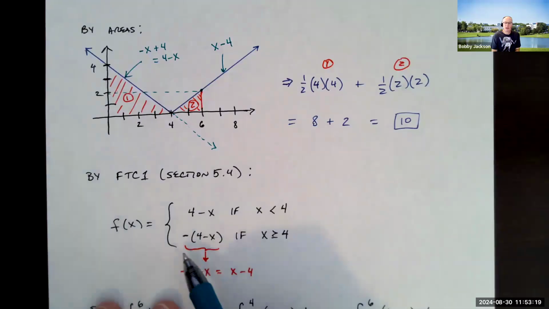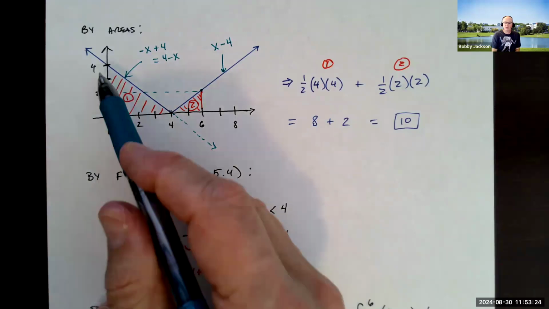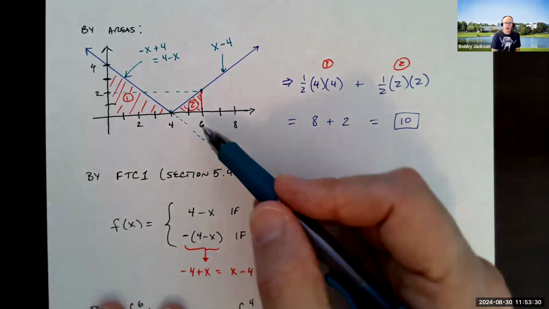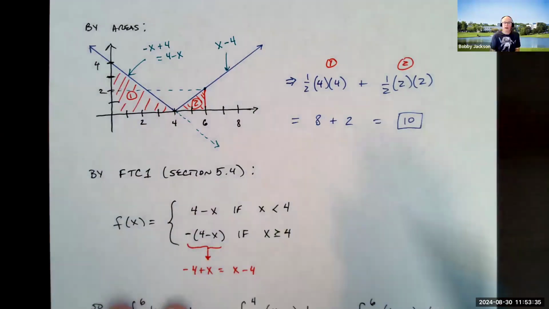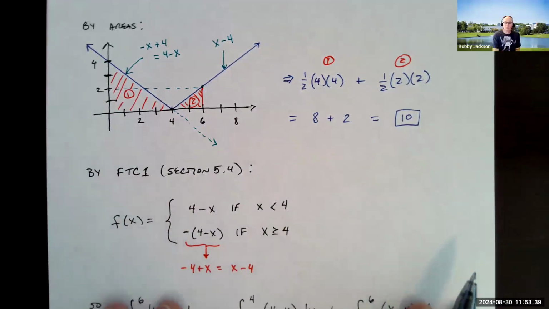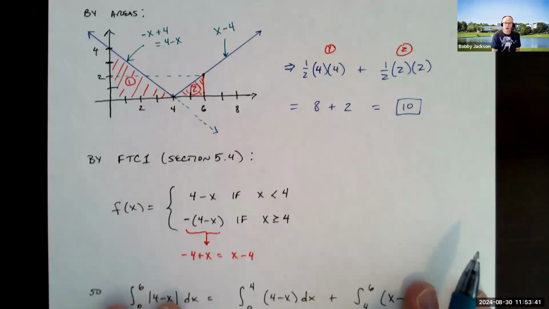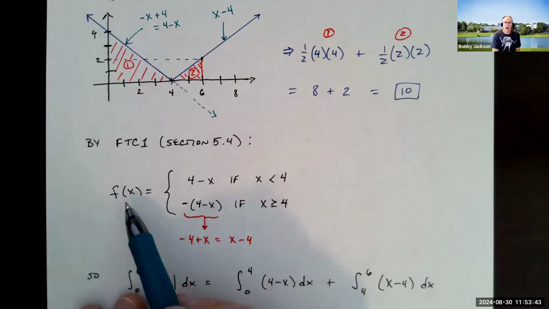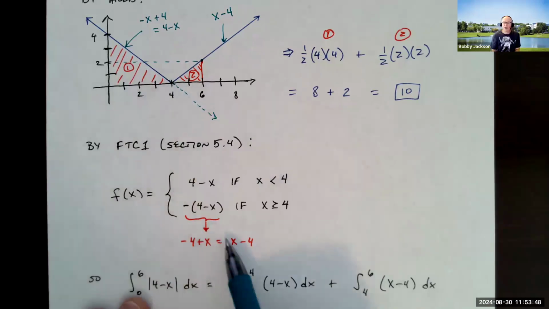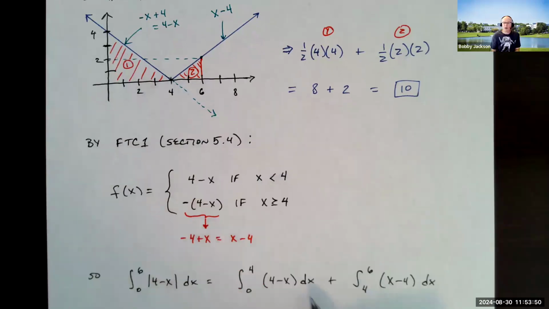So the function f of x is 4 minus x, right? This portion, if x is less than 4. And then for values of x greater than or equal to 4, we're on this line, which is the negative quantity 4 minus x, or just x minus 4. Okay, so you have to do this analysis. So I'm literally going to integrate from 0 to 4 this function 4 minus x, and then add the integral from 4 to 6 of x minus 4. And that's what I've done down here. I've broken it up.